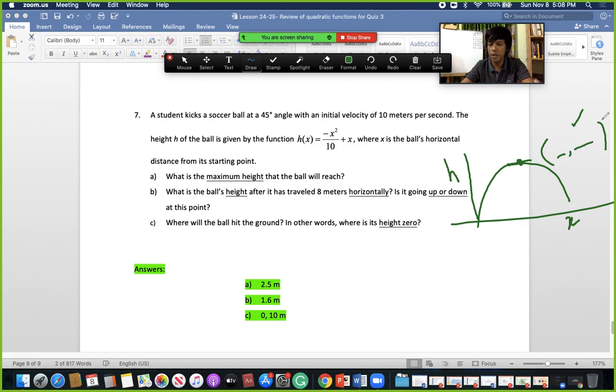That means find out minus b by twice a, then put it back again in the question. 2.5 will be the maximum height. You will get it, 2.5. Okay, so 2.5 will be the answer. Or do you want me to try to do it? Okay, let me try to do it.